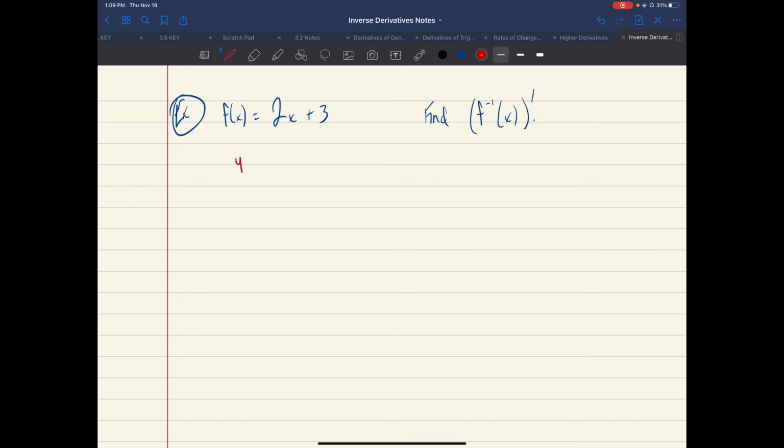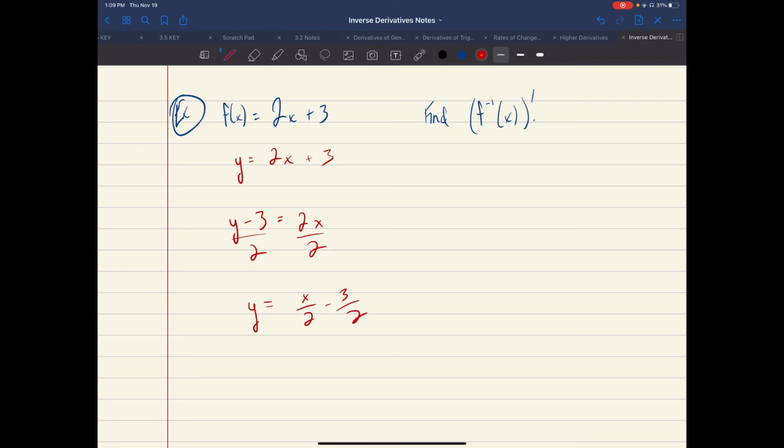So if we go y equals 2x plus 3, and y minus 3 equals 2x, divide everything by 2, then your new function is going to be y equals x over 2 minus 3/2. So all I did was swap x and y, as well as move everything to the right. Okay, well, that's y, that's the function. And so this is the inverse function.